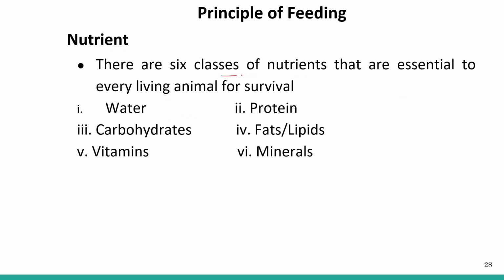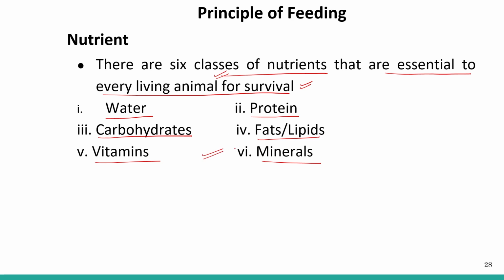So there are 6 classes of nutrients that are essential to every living animal for survival. So these are the basic classes of nutrients. What are those? Water, protein, carbohydrates, fats or lipids, vitamins and minerals. So all these 6 classes of nutrients must be present in the feeds of different animals. So the persons who are taking care of the different animals must ensure that these particular nutrients are present in the feeds of animals.